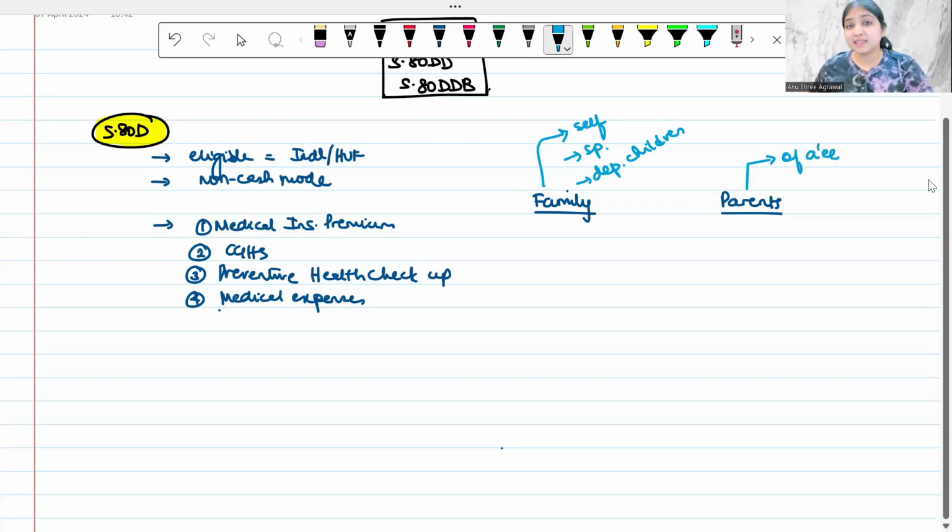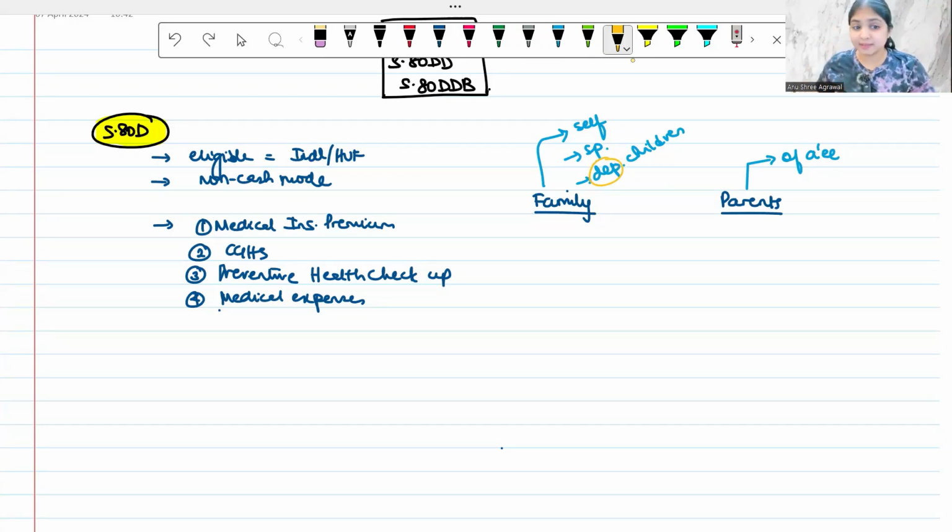We're only covering assessee's parents. Whether they are dependent or not dependent does not matter. Dependent is a point which we're talking about only with respect to children. Assessee's children, they have to be dependent on him. Parents of the assessee may be dependent or not dependent, doesn't matter.